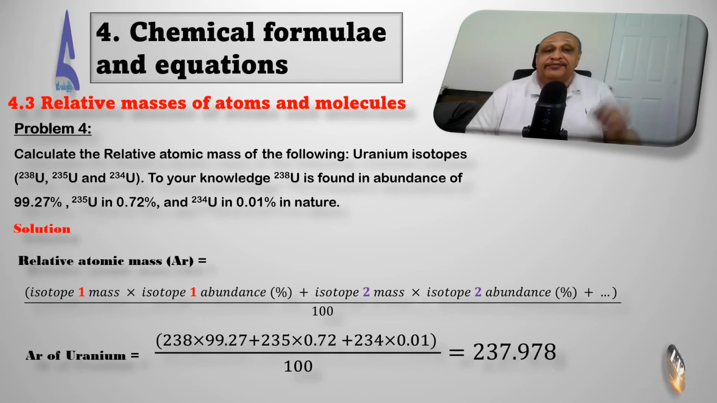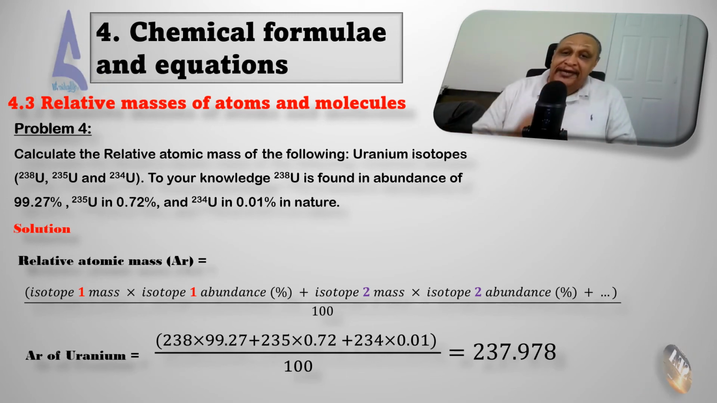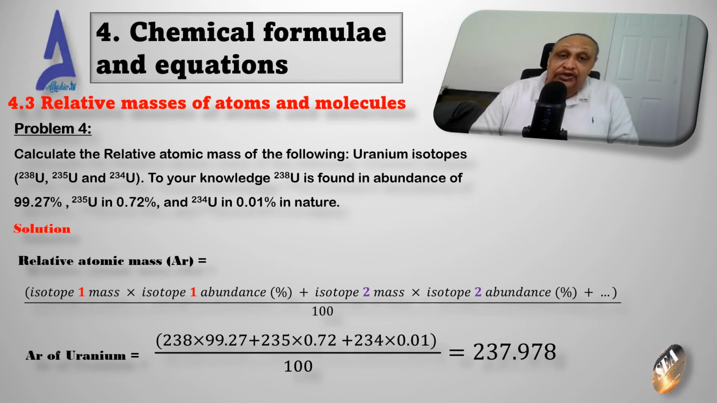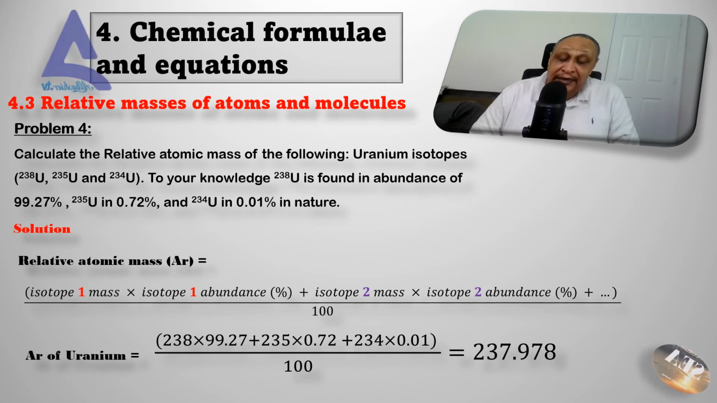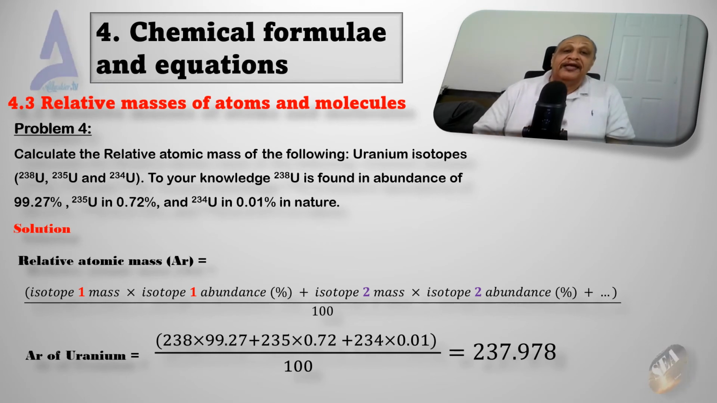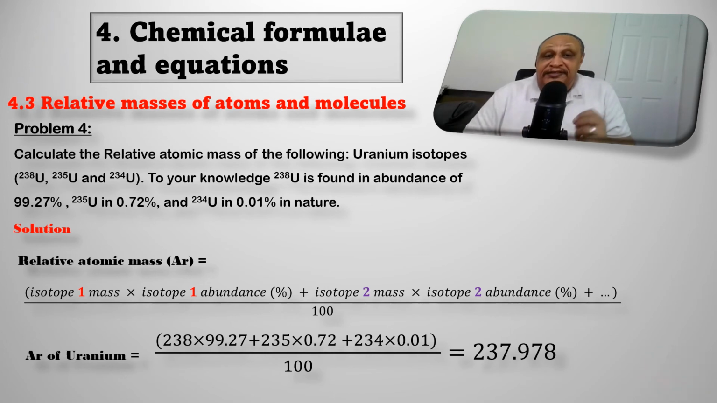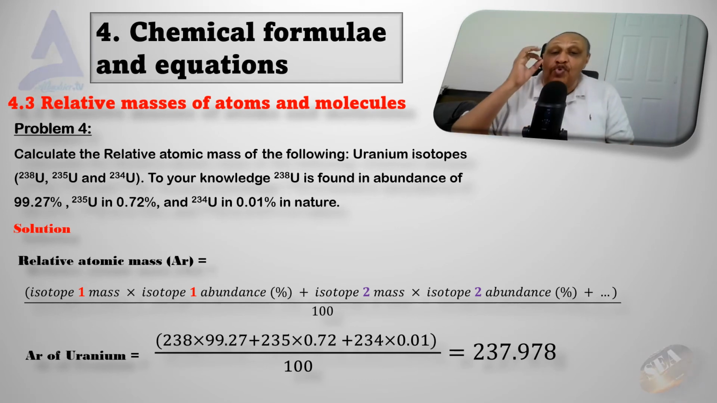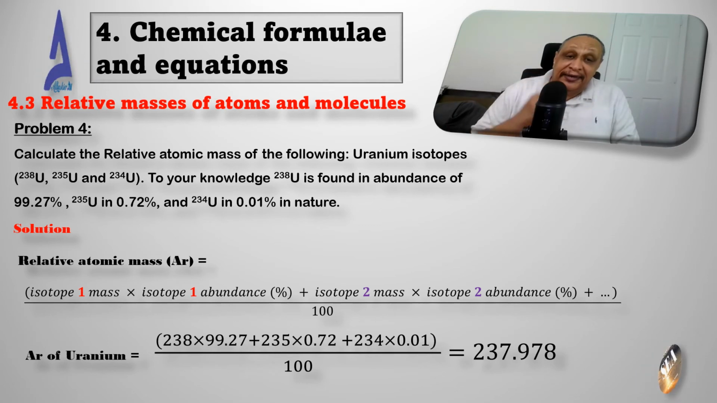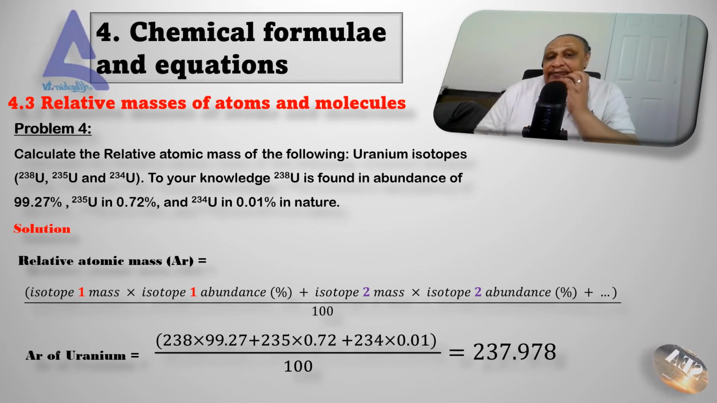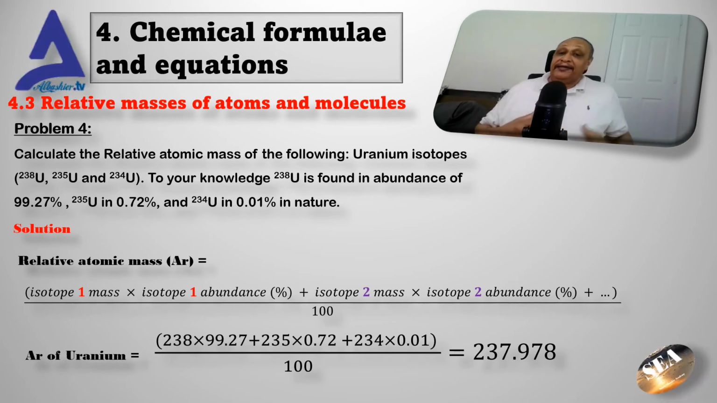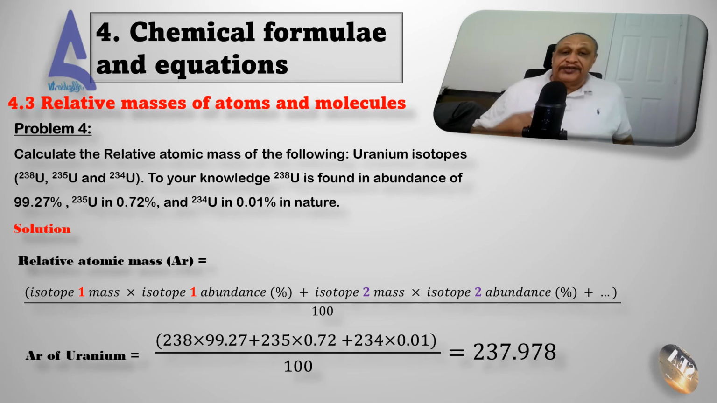It is 99.27% of the time: if you pick one uranium atom, it might be a uranium 238 isotope. 0.72% of the time it might be uranium 235, and 0.01% of the time it will be uranium 234. Calculate this one.